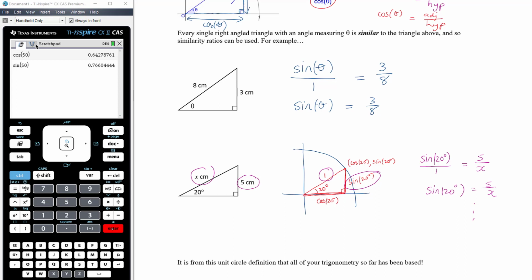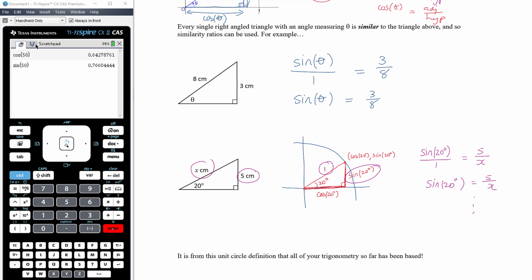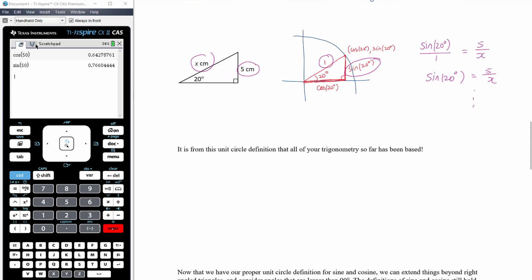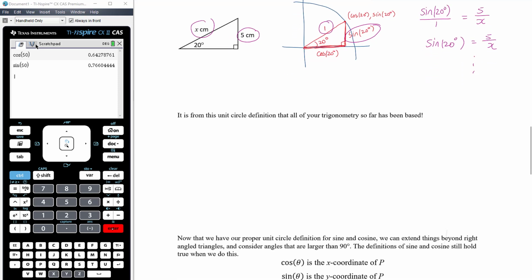Also, this is, as I said, really important going into next year, and there's one or two important things that are going to be relevant as we move through the rest of our trigonometry unit as well.